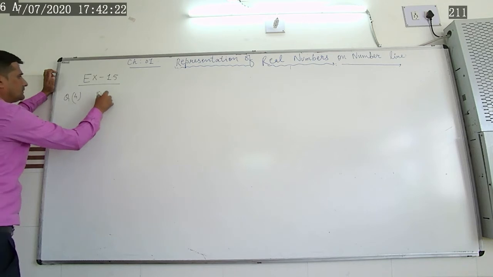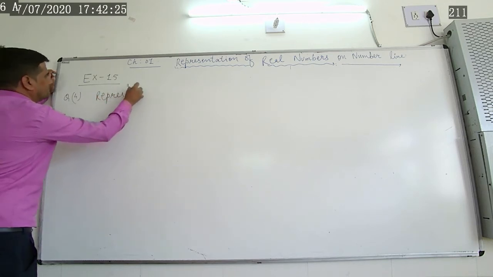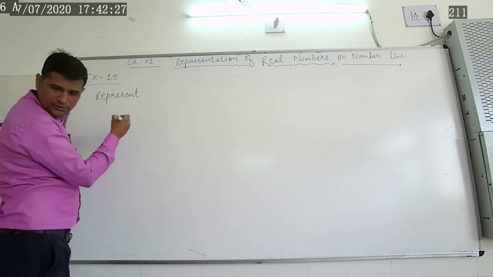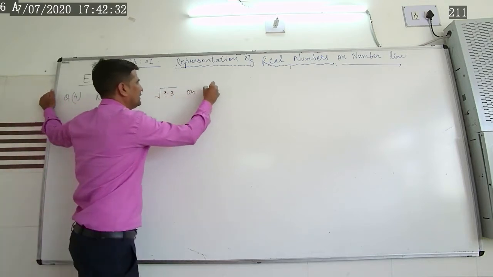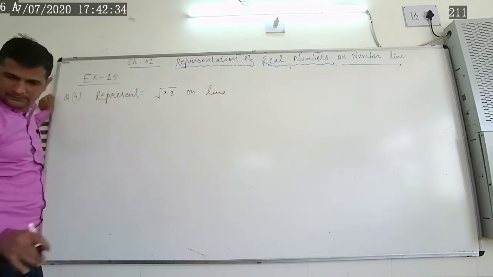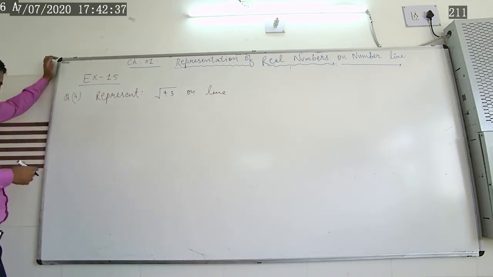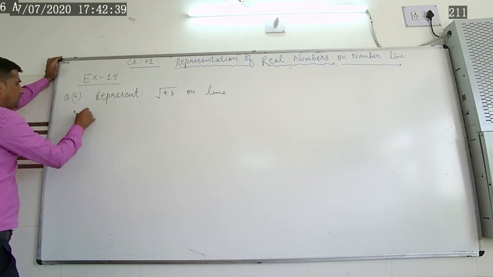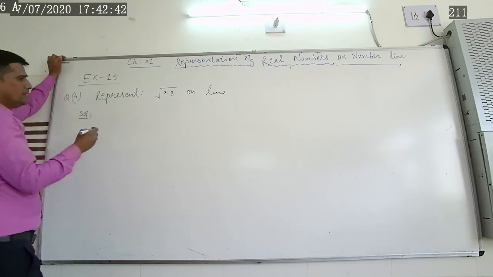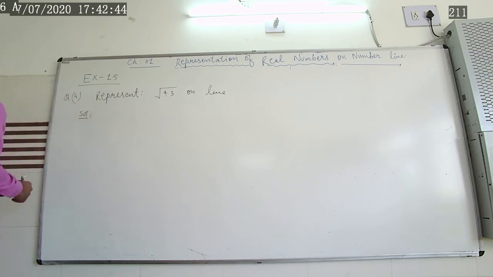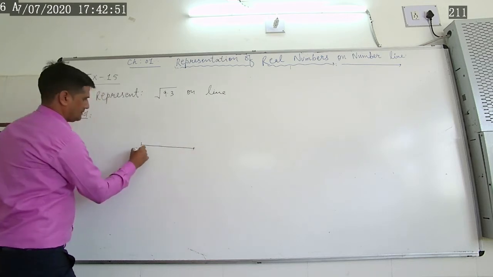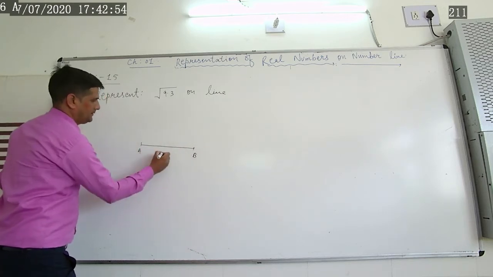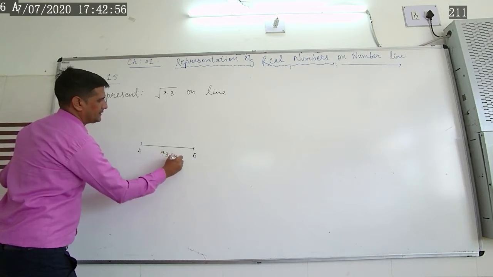Now, question number 4. Represent under root 9.3 on the number line. How did I represent this one? What was the working rule given to you? Firstly, you draw a line AB of length 9.3 centimeters. Clear?